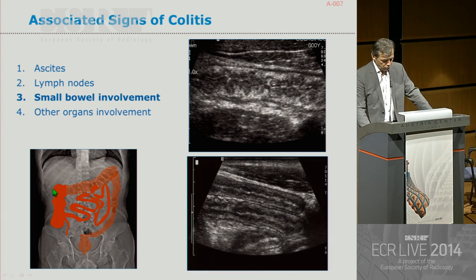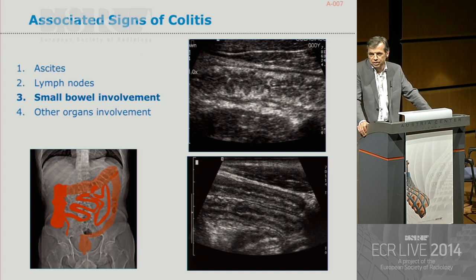Here it's a case of right colitis, with almost all the small bowel involved, that we see very commonly during winter, during virus ileocolitis. A lot of patients, if you do ultrasound in patients that have abdominal pain and diarrhea, you can find this kind of image.